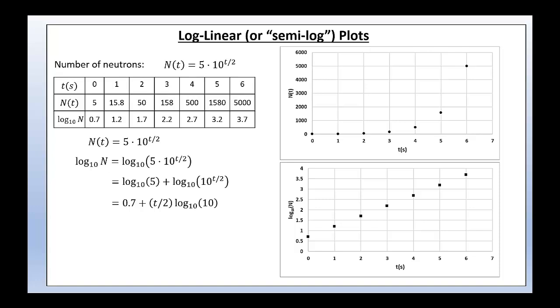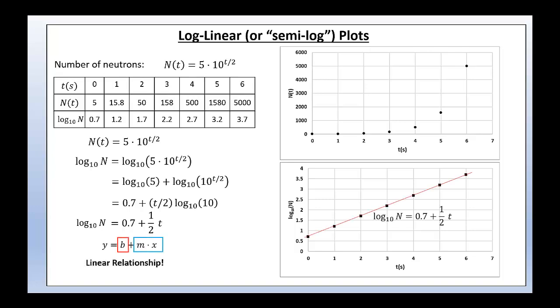And now that last term, t over 2 log base 10 of 10, well, log base 10 of 10 is just by definition 1. What power of 10 do you need to get to 10? Well, you just need a power of 1. And so that simplifies to 0.7 plus 1/2 t. And so we found that by taking the log base 10 of n, we turned an exponential function into a linear relationship between log base 10 of n and t.